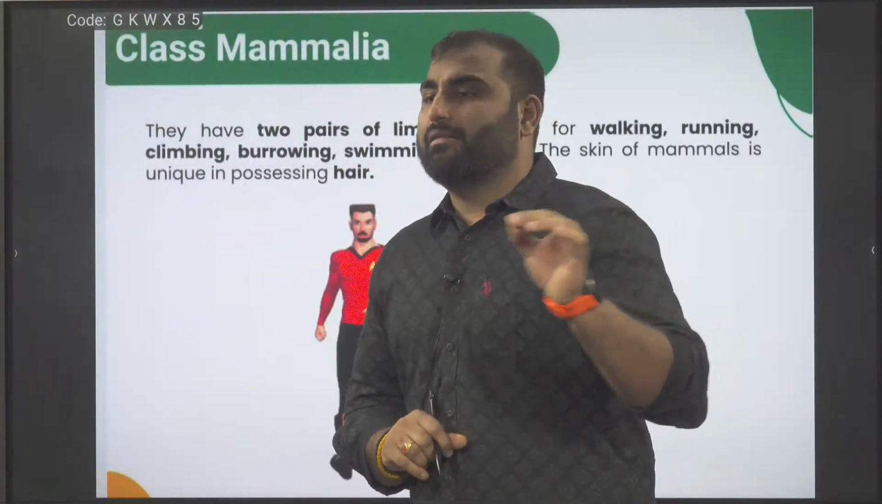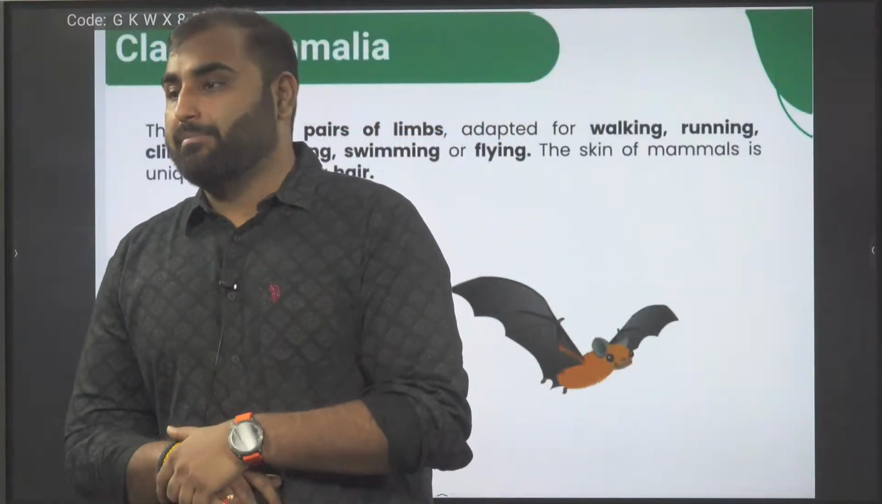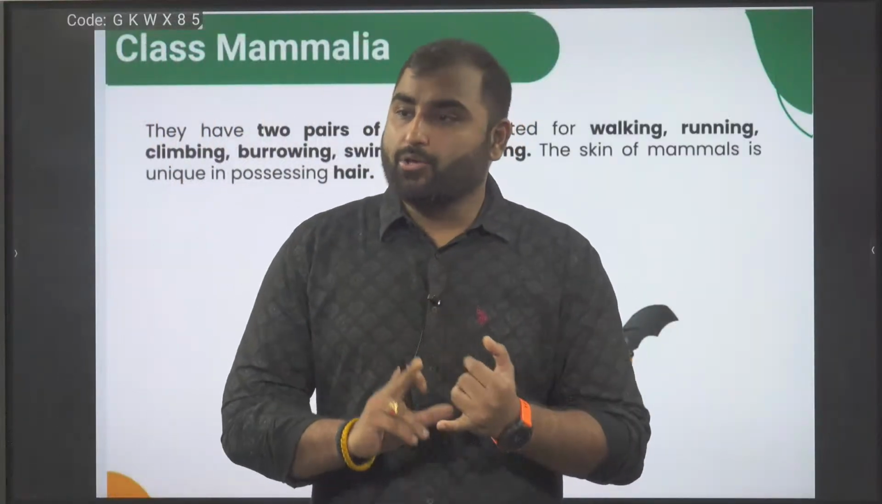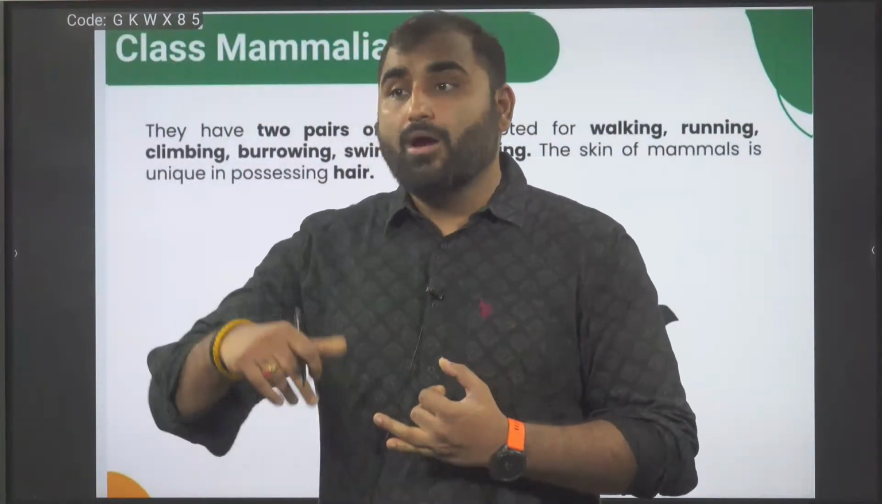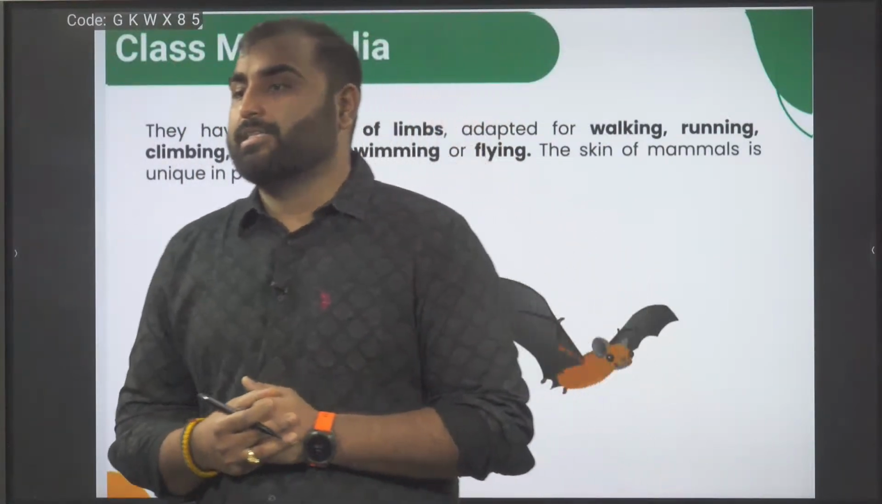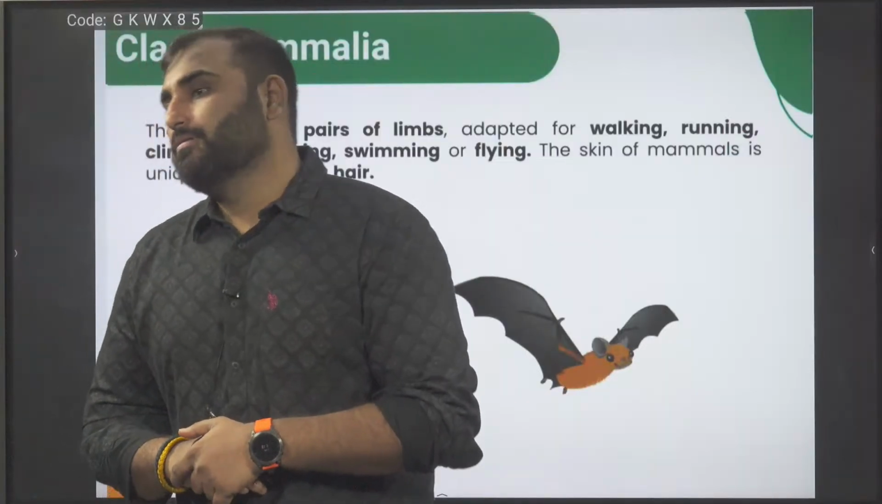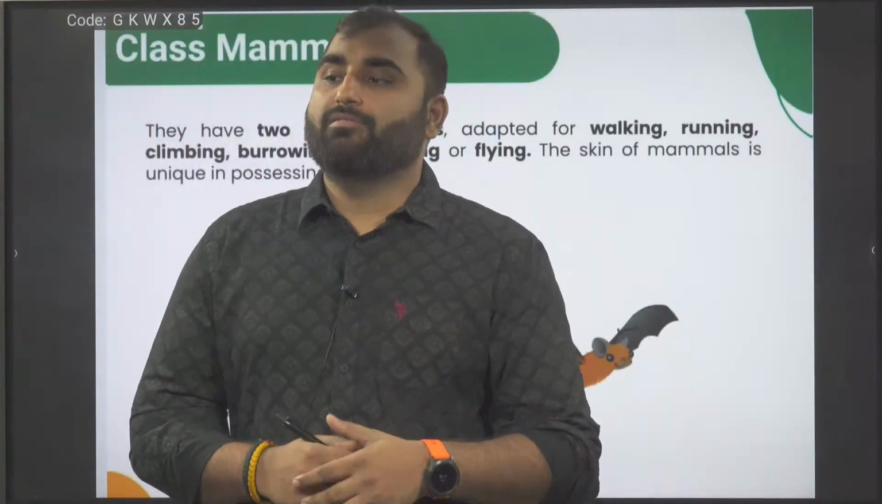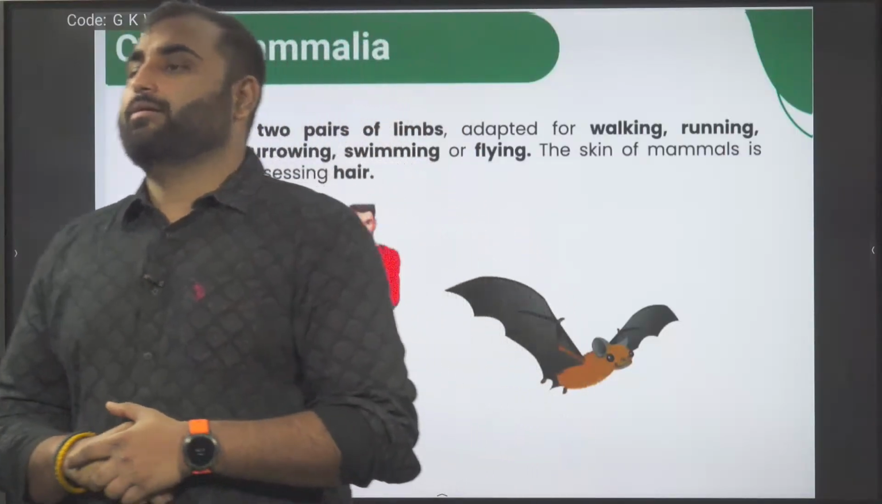Can you tell me some other characteristics which are unique to mammals, only present in mammals? Hair is there. Chalo, one unique characteristic done. Mammary glands, one more unique characteristic. What are the other unique characteristics in mammals? Come on. External ear, the pinna, very good. That is also there.